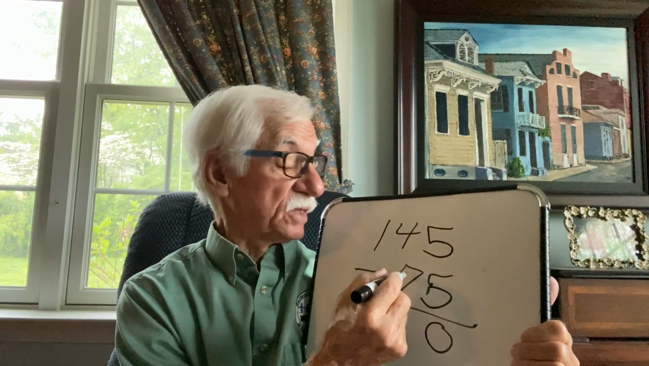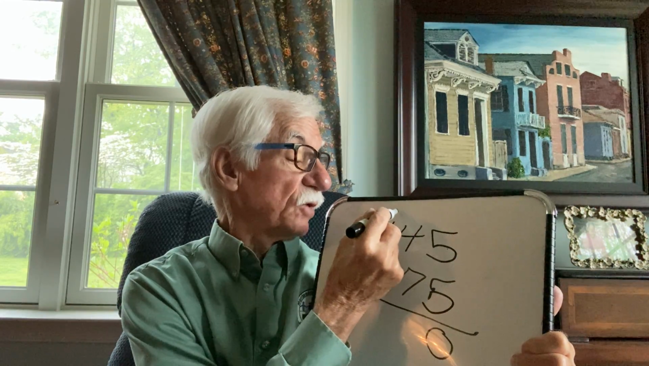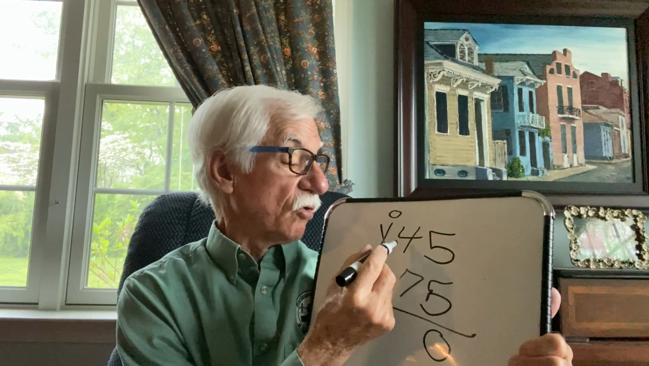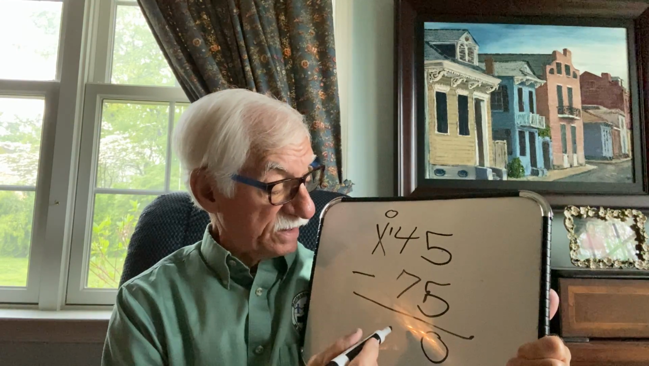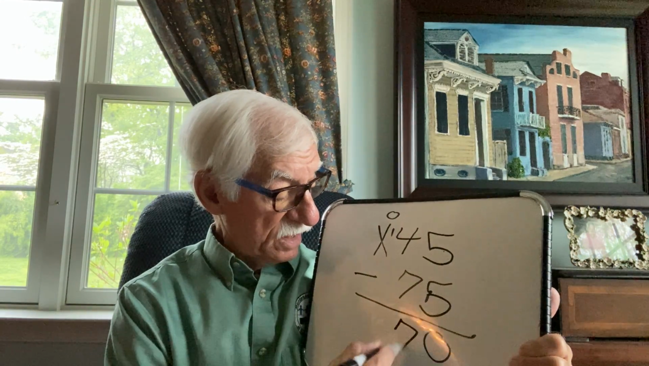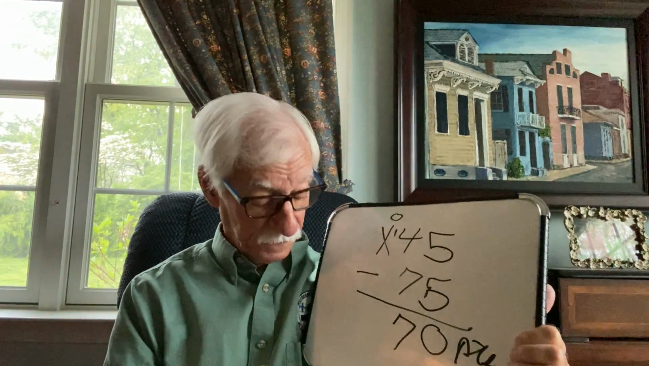Can I take 7 tens away from 4 tens? No, I cannot. But I can get tens over here from this 100. That's going to leave me with 0 hundreds. But now I've got 14 tens. 14 tens take away 7 tens is 7 tens. So it's 70 points more for Pluto than it is for Jupiter.